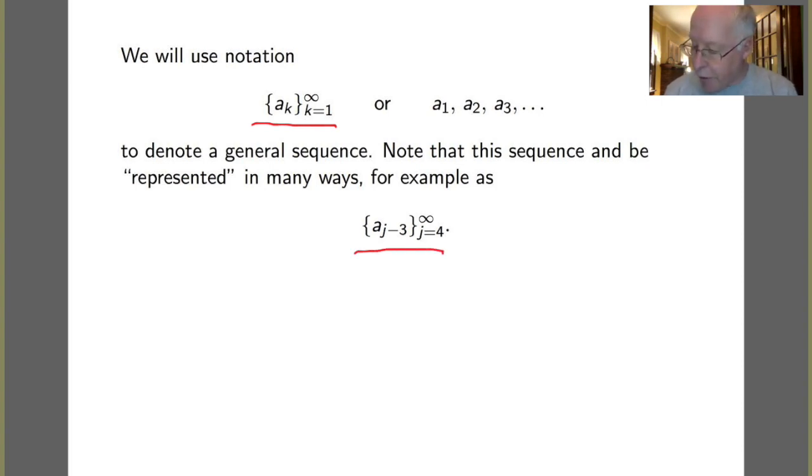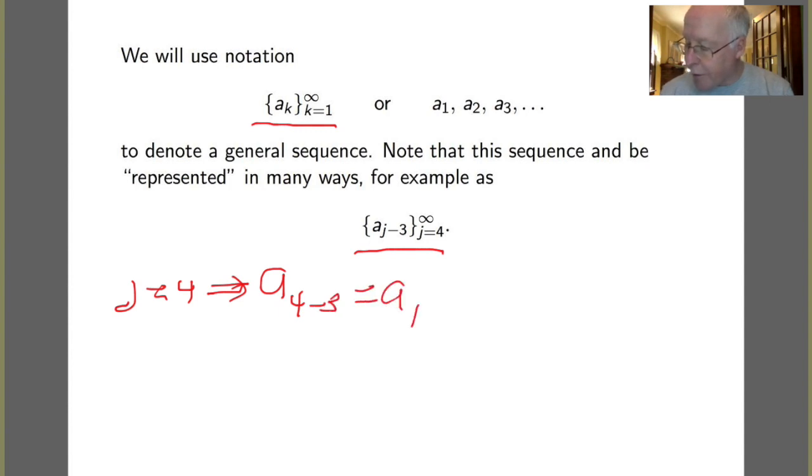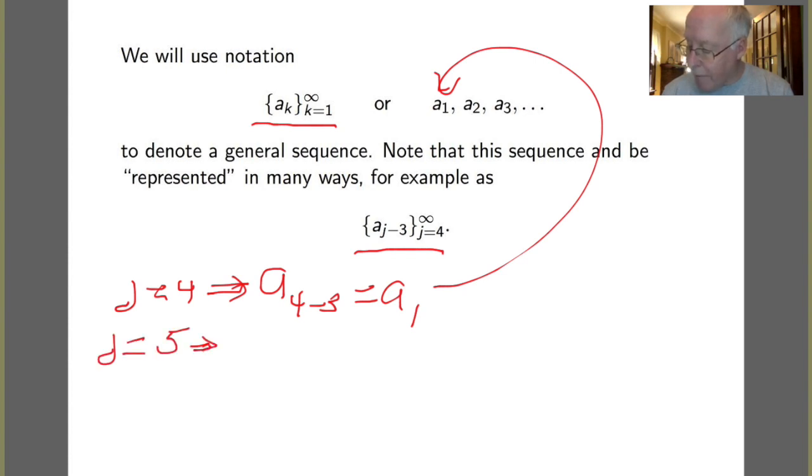And notice that when j equals 4, we generate the sequence element a sub 4 minus 3, or a sub 1, which again gets us that first term there. J equals 5, we get a sub 5 minus 3, which is a2, the second term, etc.